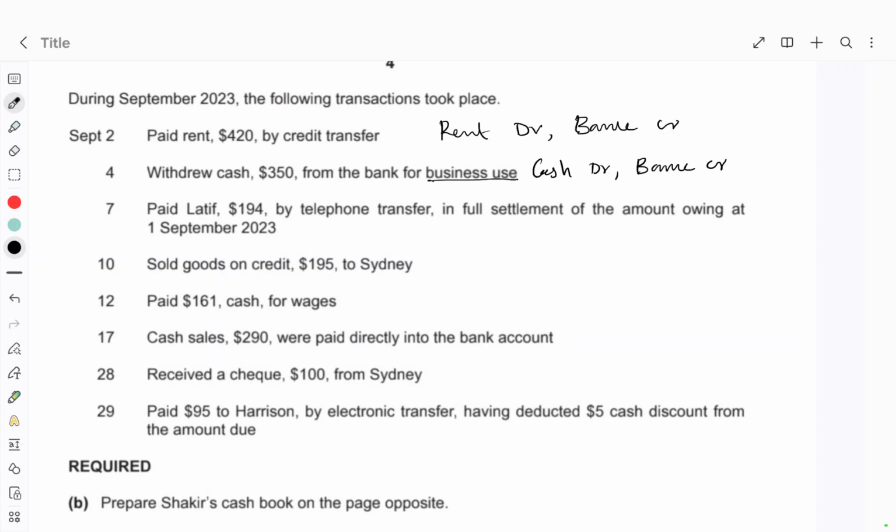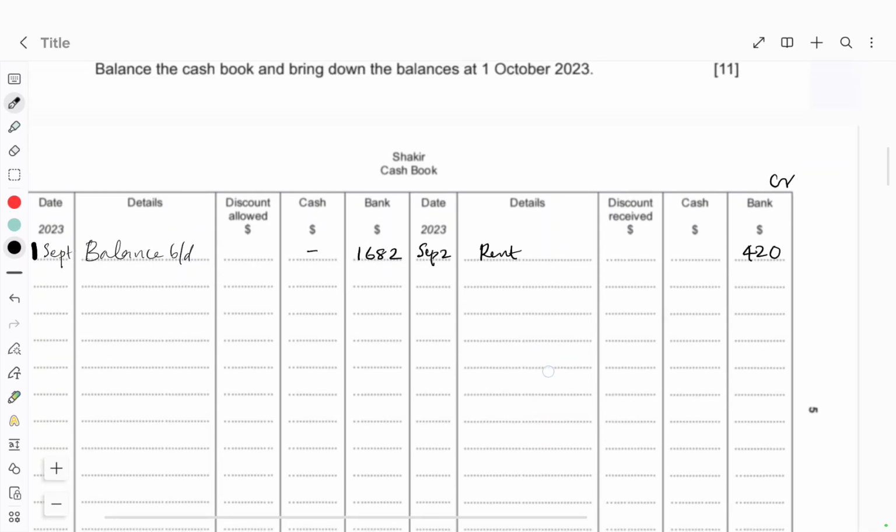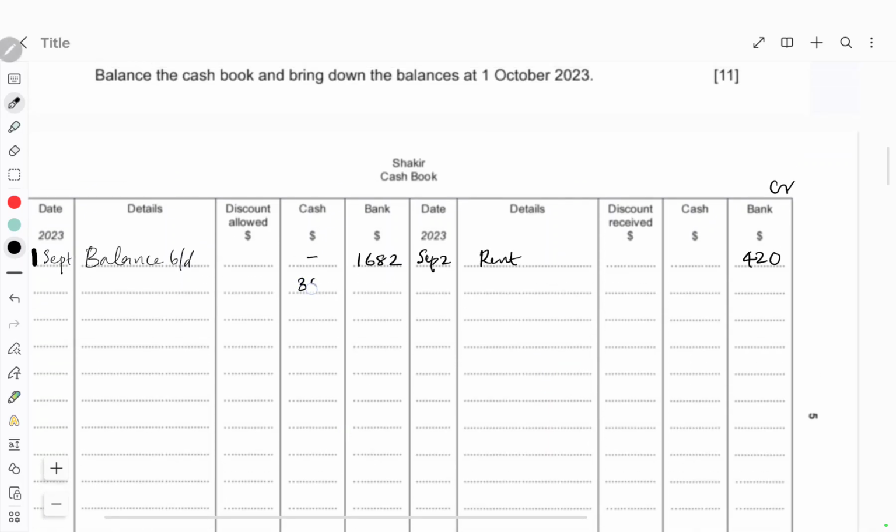It's $350. So cash is debited, so write in the debit side of the cash book 350, and bank is credited, right? The credit side of the bank is 350. Cash is debited means write the corresponding entry as bank and contra, and bank is credited means write the corresponding entry cash contra, right? It's September 4, both this transaction, September 4.